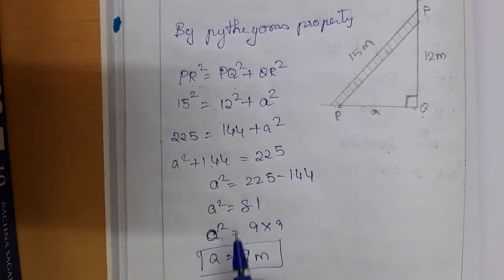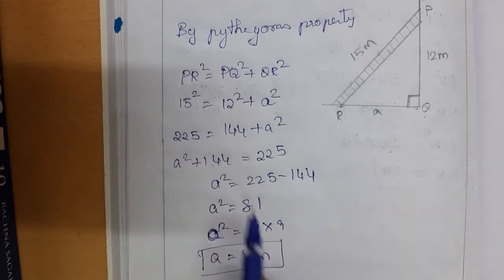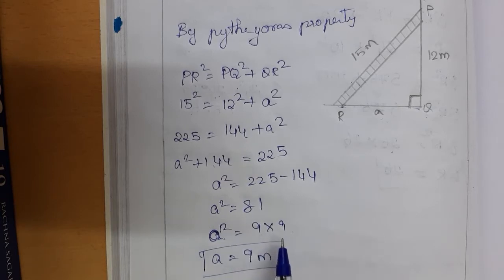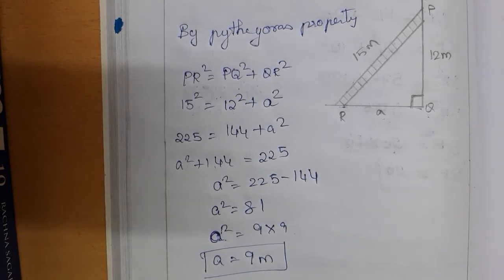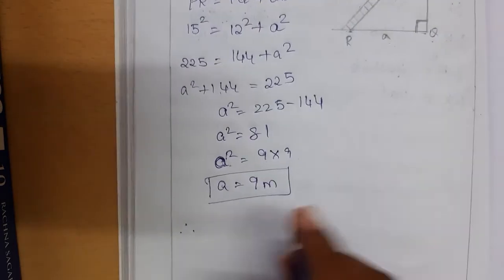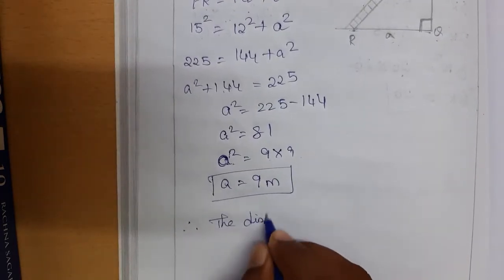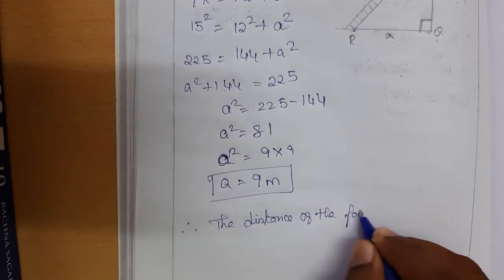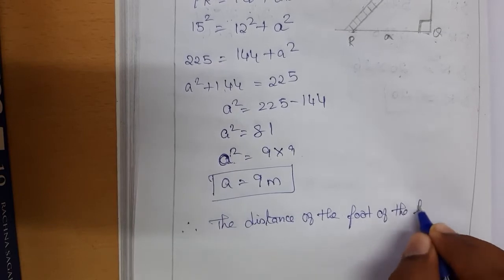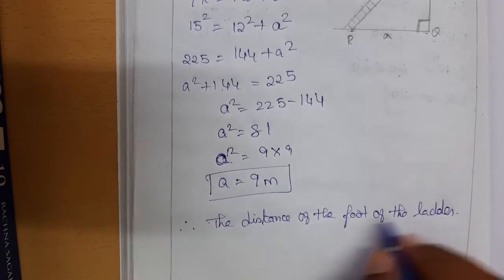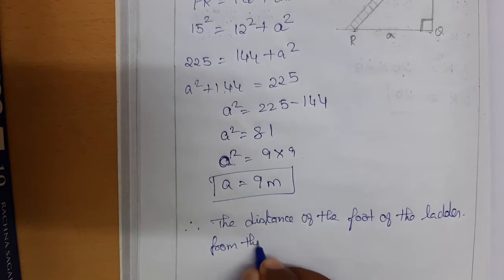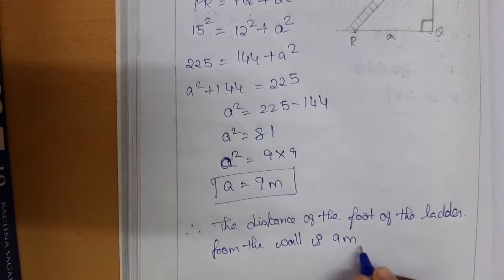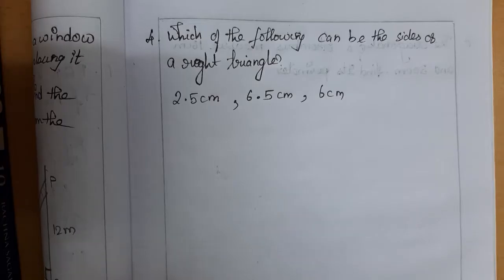So remember that square means we have to multiply by itself, 15 into 15. While taking the square root, we have to represent it as two equal numbers multiplied, and we can remove one of them. So therefore the distance of the foot of the ladder from the wall is 9 meter. Clear? So here we go for the next problem.